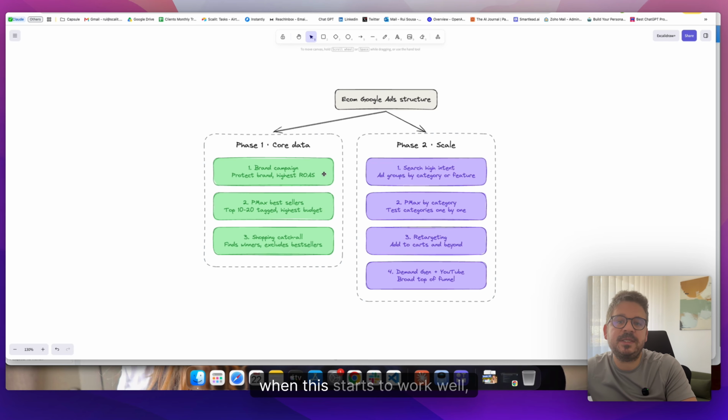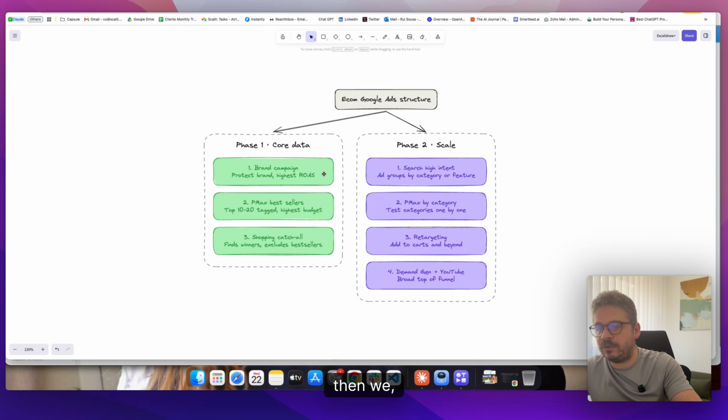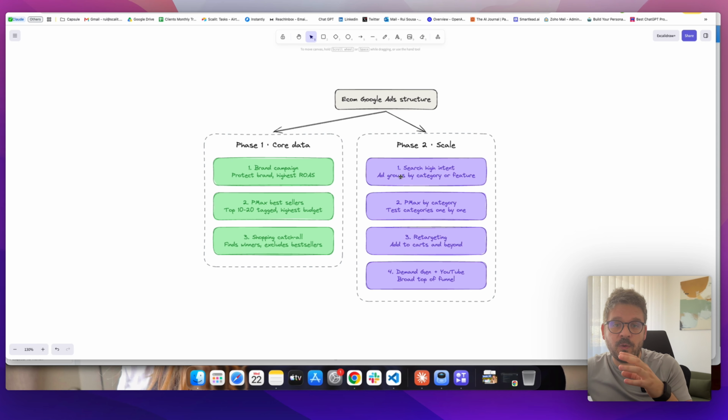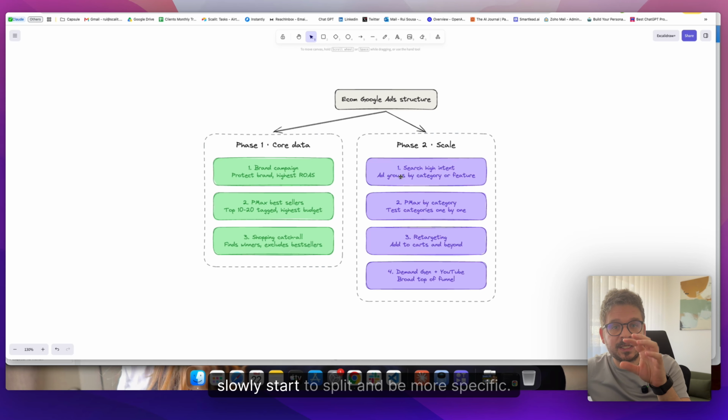And then of course, when this starts to work well, we have a third part, tracking. Tracking is really important. That's another video as well. But when this is going consistently, we then change to phase 2. And phase 2 is basically scaling. So what we do is go to a phase where we slowly start to split and be more specific, okay?